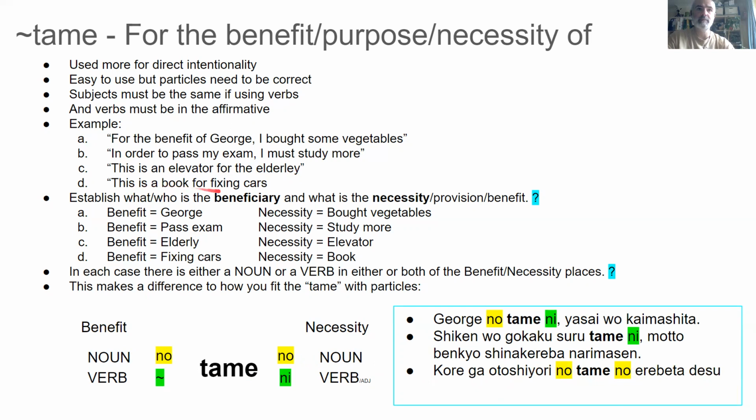And then finally, this is a book for fixing cars. So the benefit is fixing cars. This is a verb type subclause. And then the necessity or the provision is a book. So this is a noun. So, kuruma o naosu tame ni, for the purpose of fixing cars.